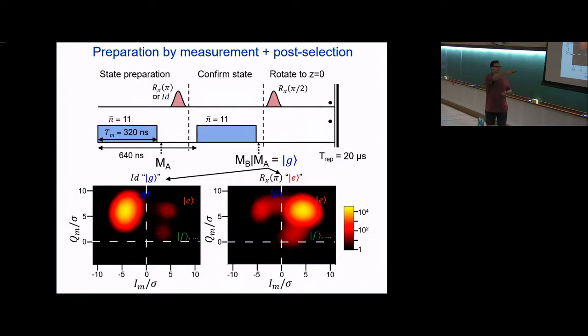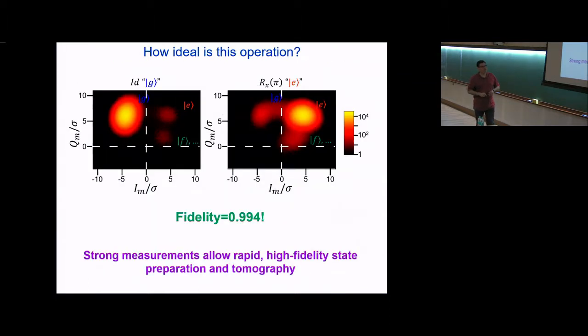So if it's in the excited state, it's likely to try to relax during your measurement. So you get this kind of tail here. Whereas if it's in the ground state, it really likes to stay there. You see very little smearing in the other direction. So I'm really starting to get a fine-grained knowledge of what's going on with the qubit in these short measurements.